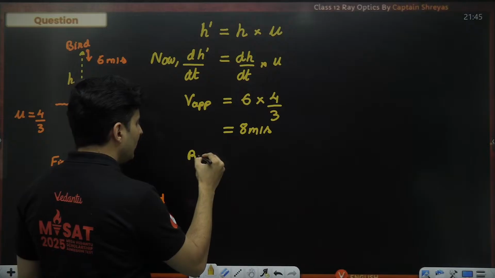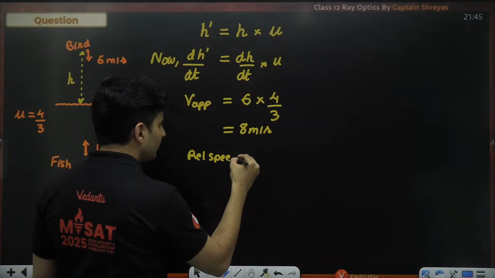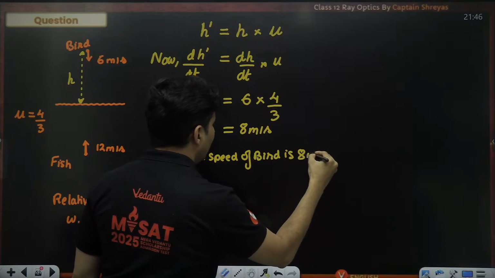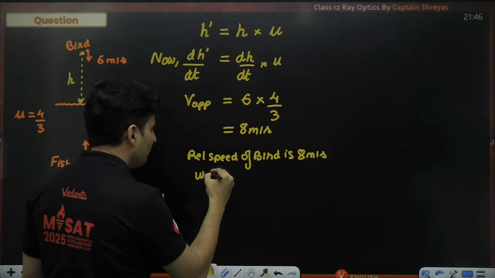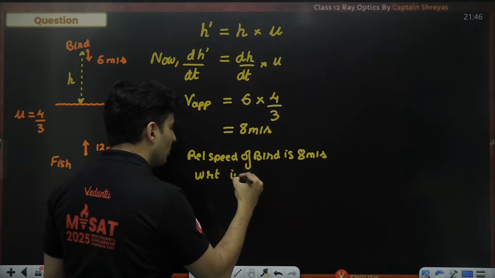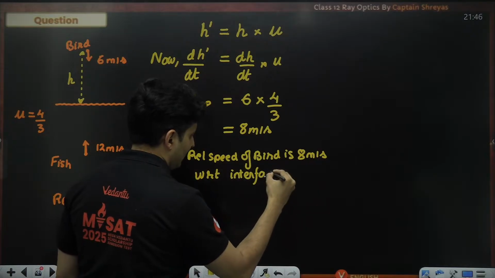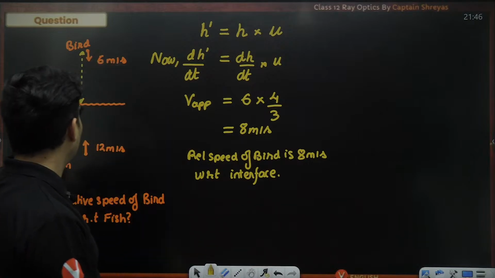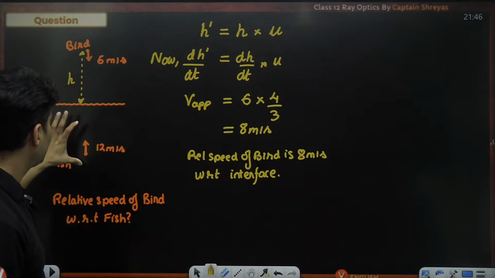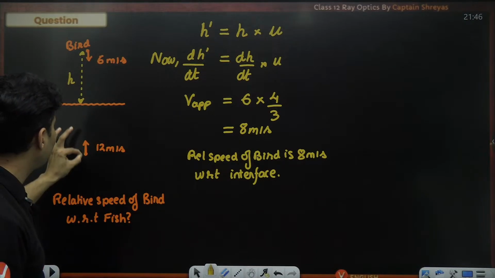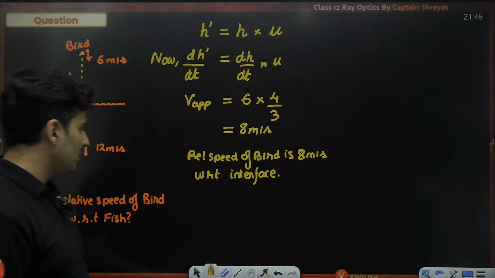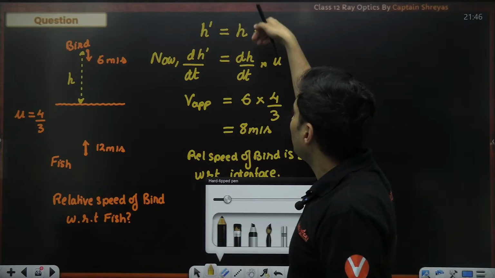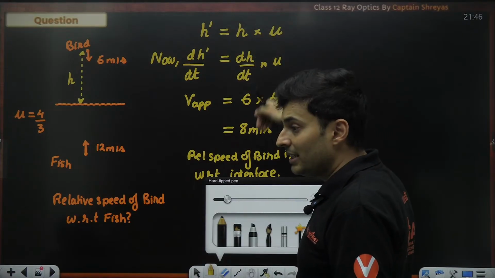So the relative speed of the bird is 8 meters per second, but be careful, it is with respect to the interface. This is the most common mistake which many kids make. This is always measured from the interface, but the interface itself is coming closer to the fish. The bird is also coming closer to the interface.